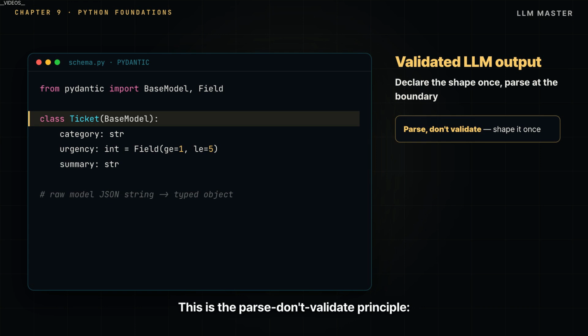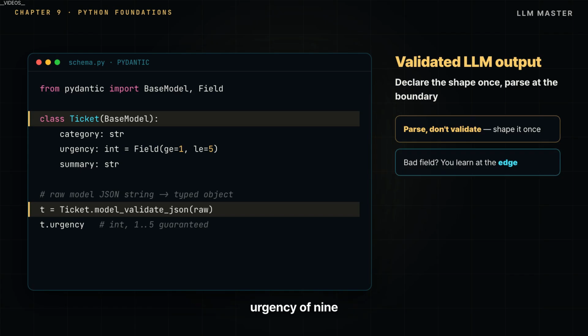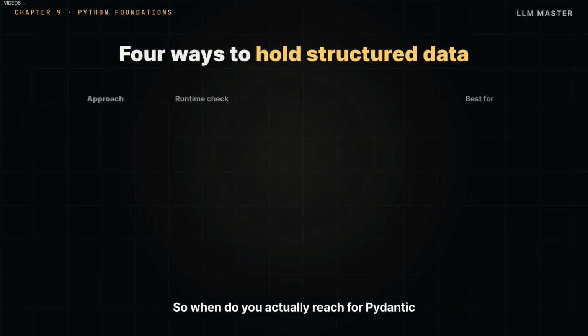This is the parse-don't-validate principle. Instead of scattering if checks through your code and hoping, you define the shape once at the boundary and trust it everywhere after. When a model hallucinates a field or returns an urgency of 9, you find out immediately at the edge of your system, not 3 functions deep. So, when do you actually reach for Pydantic versus the simpler options?